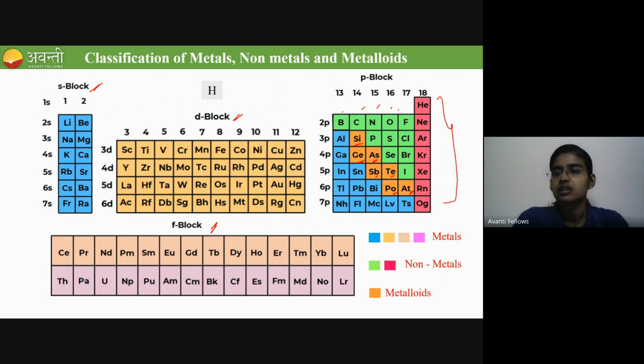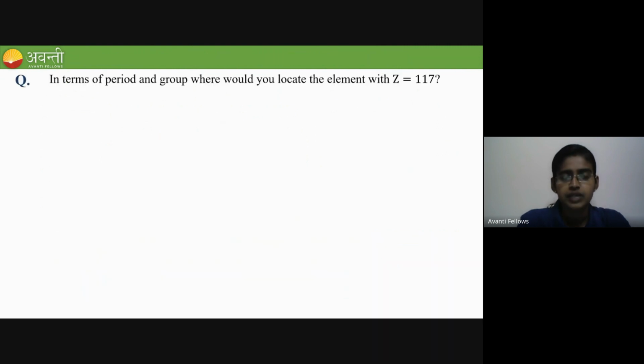Got it? So now we will move on to one question. In terms of period and group, where would you locate the element with atomic number 117? In which period and in which group will you place the element whose atomic number is 117? Can anyone try for this? Try for this and let me know the answer in the chat box. It's very easy.